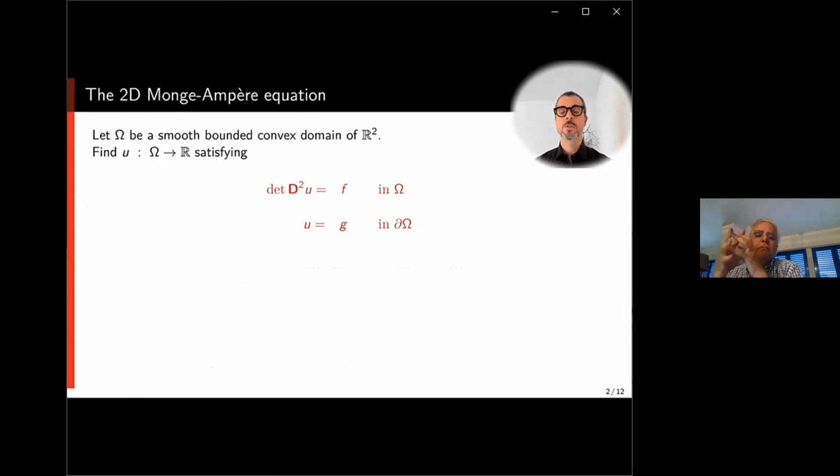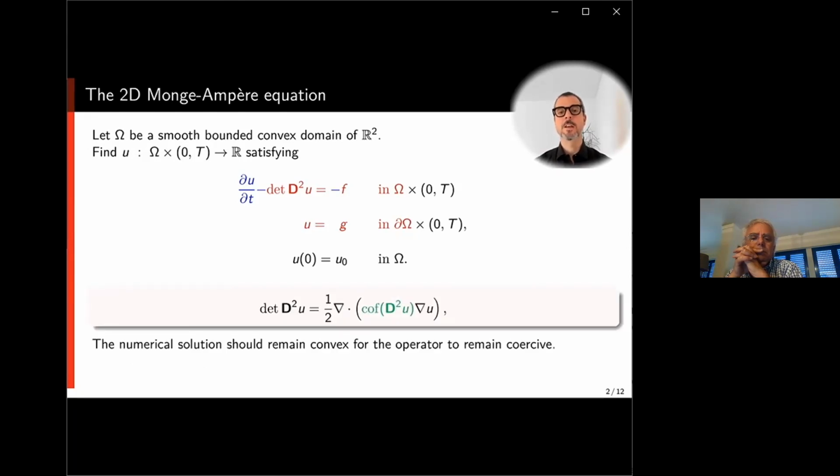In order to tackle the solution of this problem, we are going to introduce a flow problem, namely the time evolutive problem with the introduction of the time derivative, and we are going to look for the stationary solution of this problem. By noticing that the determinant of the Hessian can be rewritten as a nonlinear diffusion, we can see that this problem has a flavor of a nonlinear heat equation, where the nonlinearity in green is a cofactor matrix of the Hessian, and we have to make sure that this remains coercive, and that means that we are looking for convex solutions.